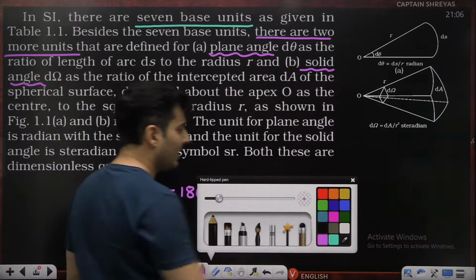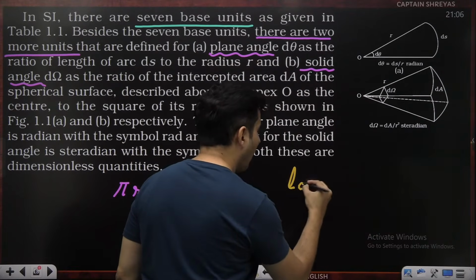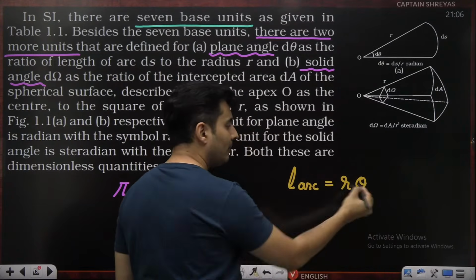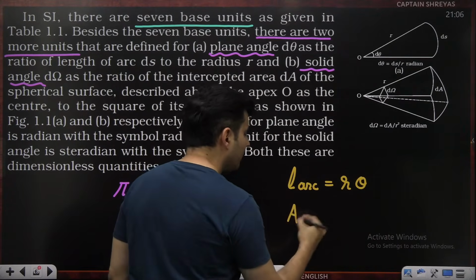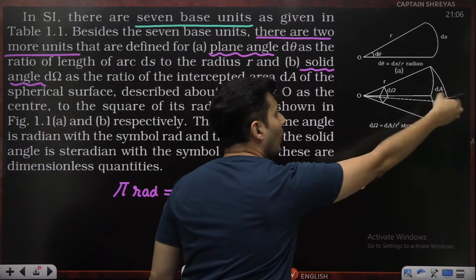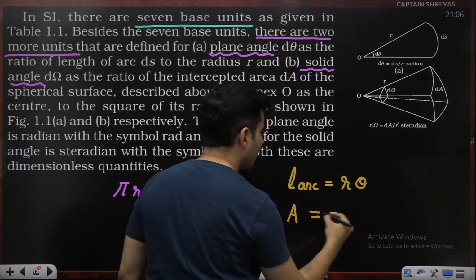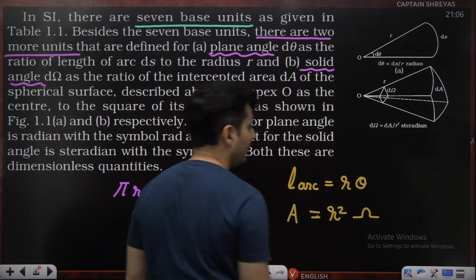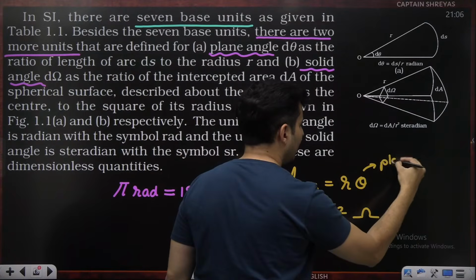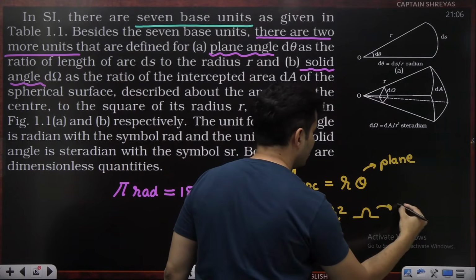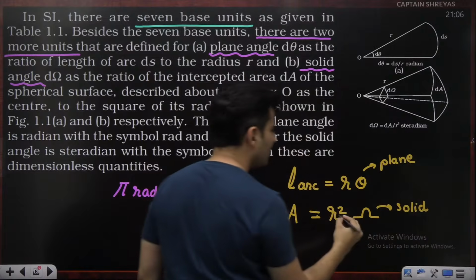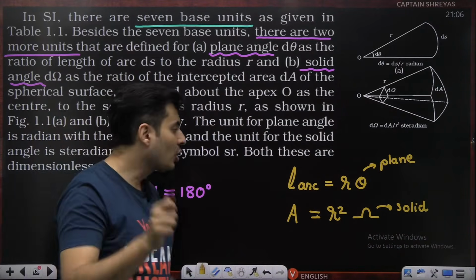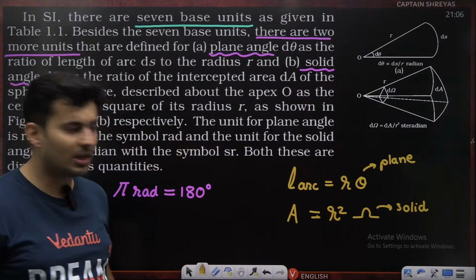Now, just like we have studied that the length of an arc is radius times the angle, the plane angle, in the same way the area over here is radius square times the solid angle. This is your plane angle, this is your solid angle, and the solid angle has r square. This has basically the square of the radius. That is something you should keep in mind.